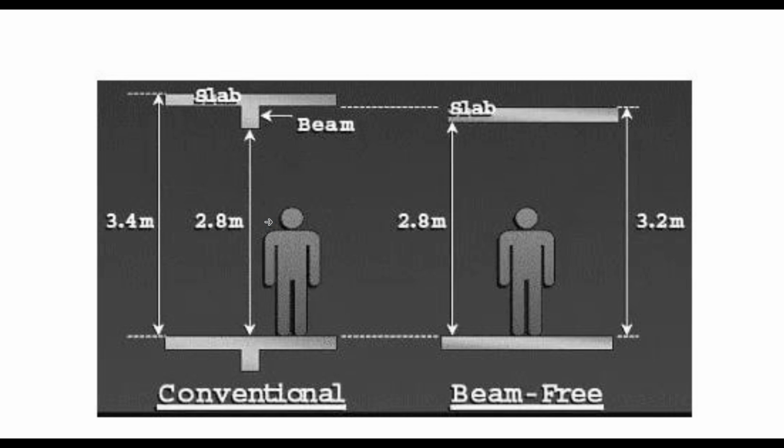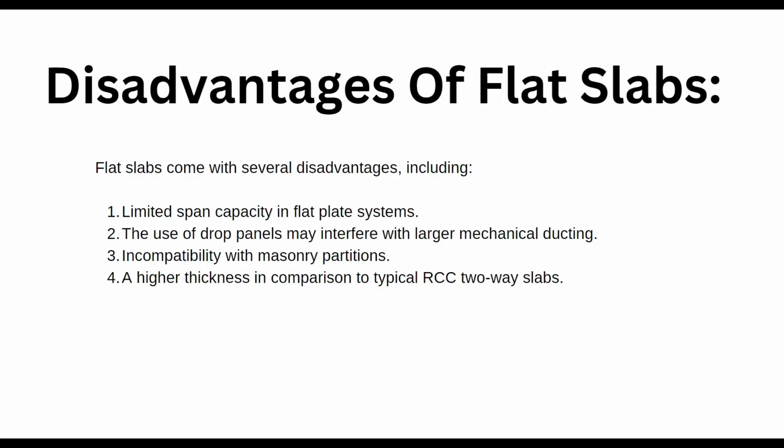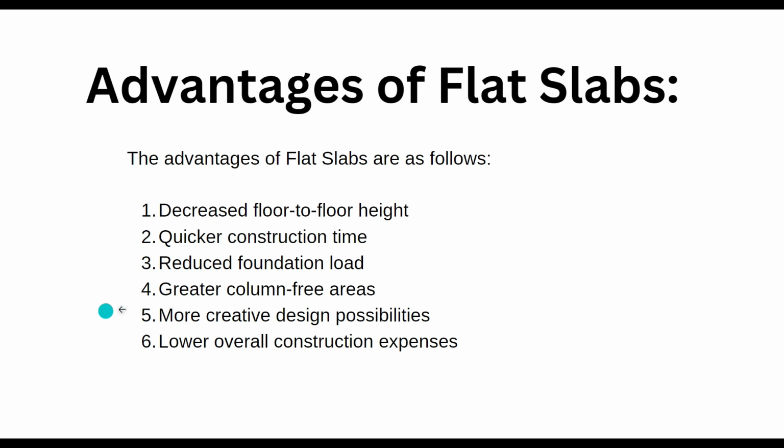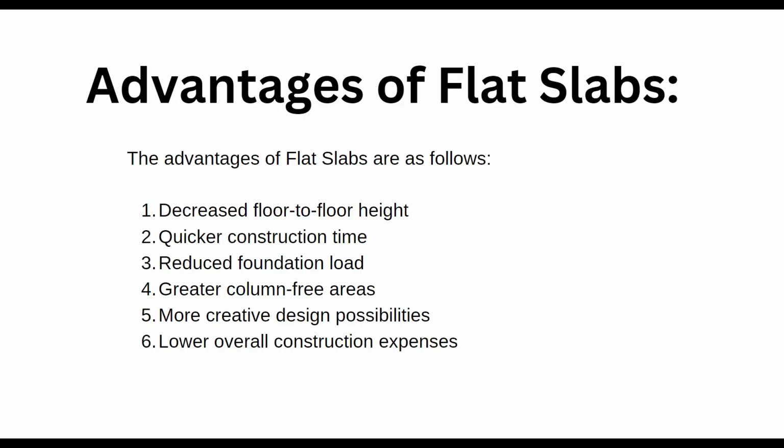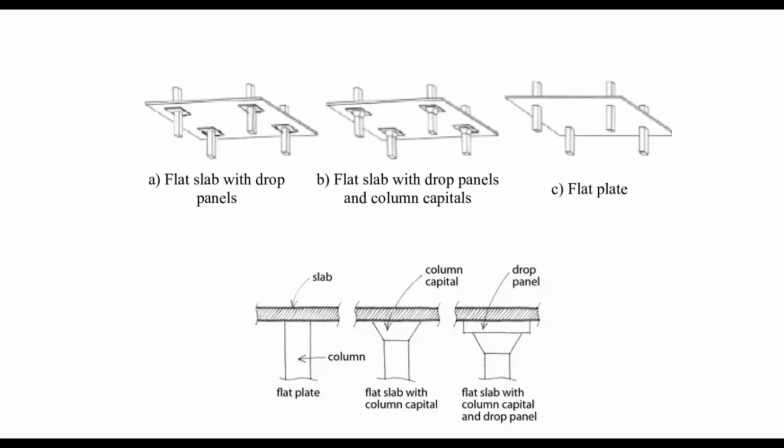The spacing between the columns and the kind of free area that you get is actually very good to work with. It is actually listed in the advantages, I guess, greater column free areas. Because we have more column free areas, we have more creative possibilities at our end. So this is basically the brief introduction of what a flat slab is and what you can expect from flat slabs, the different types of flat slabs, and all we have discussed over here.